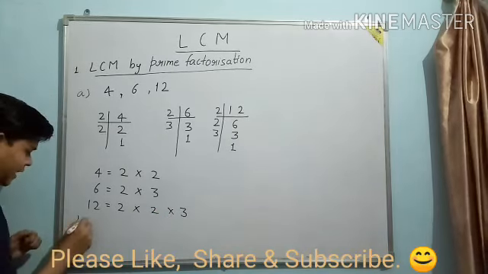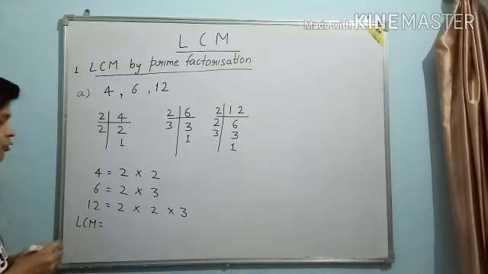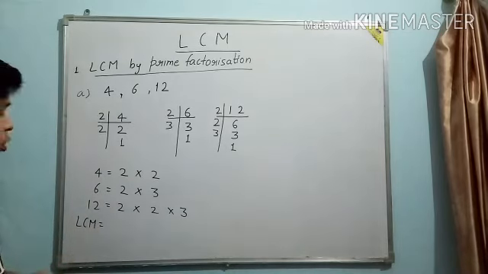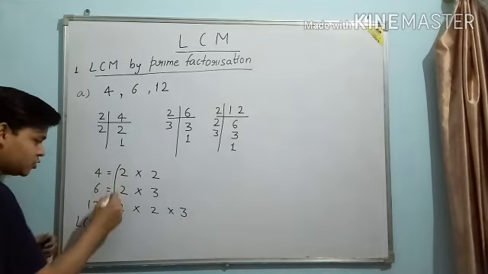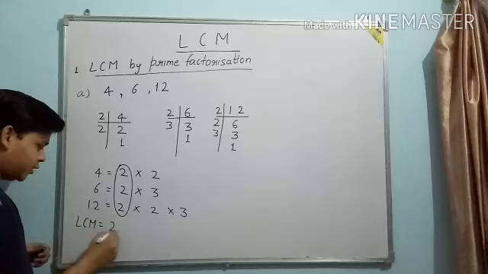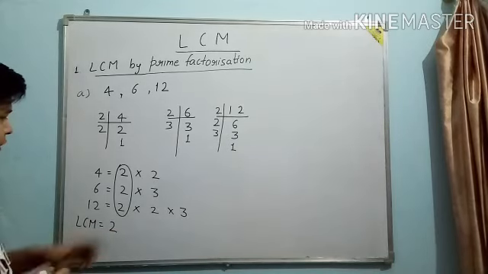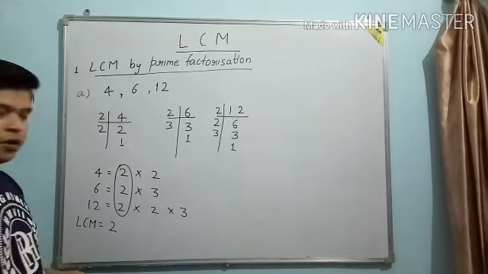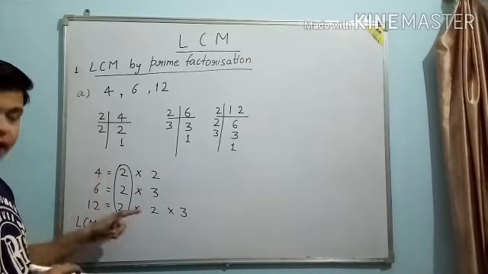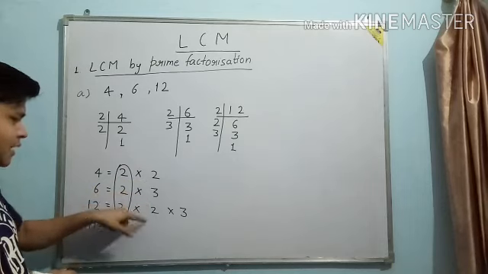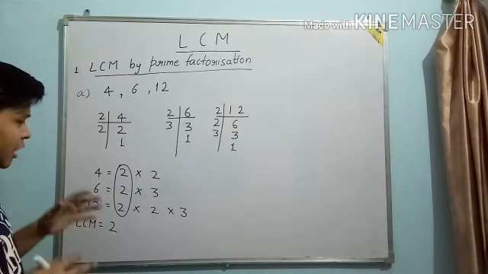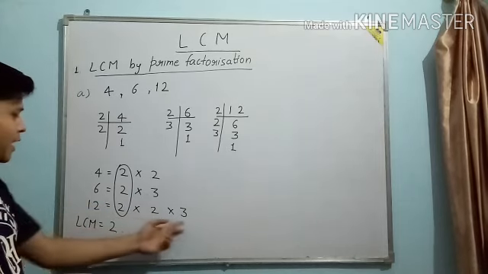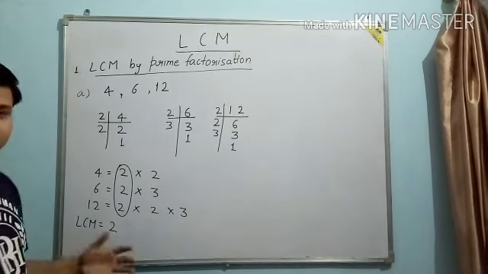Now for finding the LCM, first of all we will find what is common in all three numbers. 2 is common in all three, so let's write here 2. Similarly, we will find other common factors in all three numbers, in this, this and this. But as we can see, nothing more is common in all three numbers. Here is 2, but here there is no 2, and here is 2 and 3, right? So nothing is common in all three.